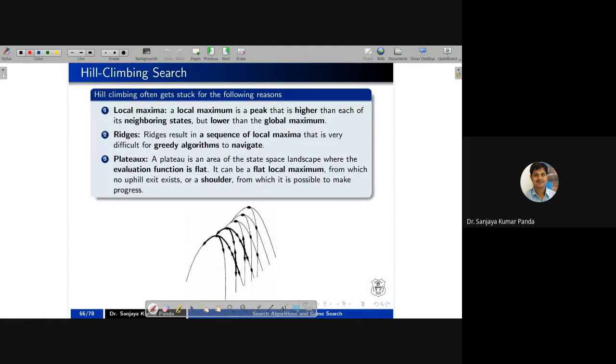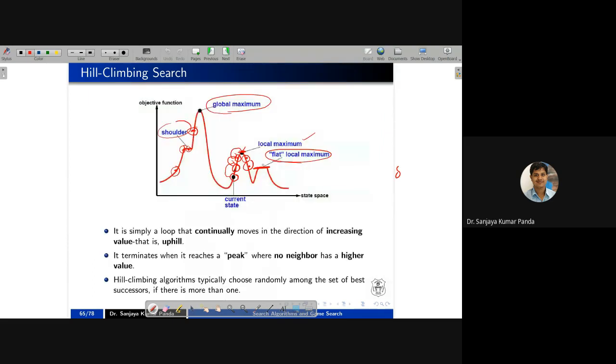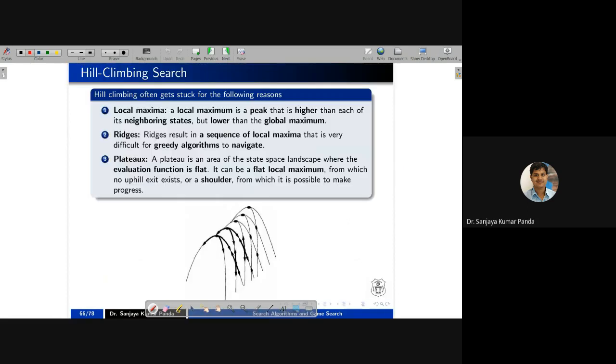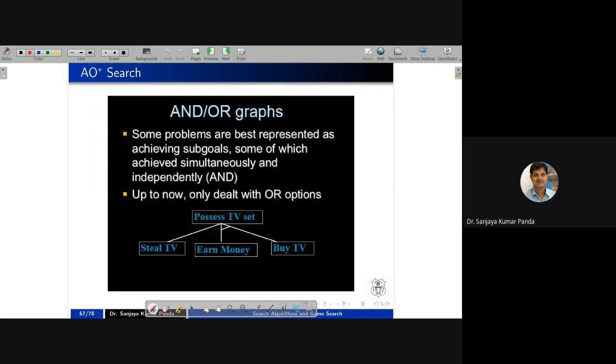Second, you may get a ridge also. What is a ridge? A ridge is nothing but a sequence of local maxima. Here you can see the sequence of local maxima. Here, as in the shoulder case, you may find a series of local maxima. That is also one of the issues. Another problem is called a plateau. It is an area in the state space landscape where the evaluation function is flat, just like a shoulder. In that case, your evaluation function will be the same, right? So these are the problems you will face when you go for hill climbing search.